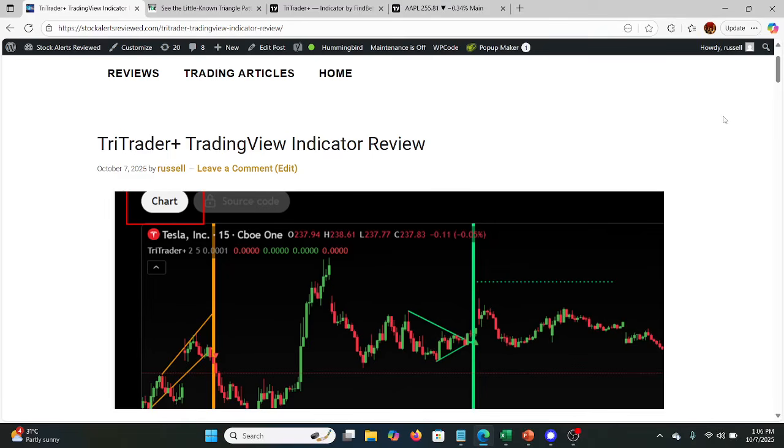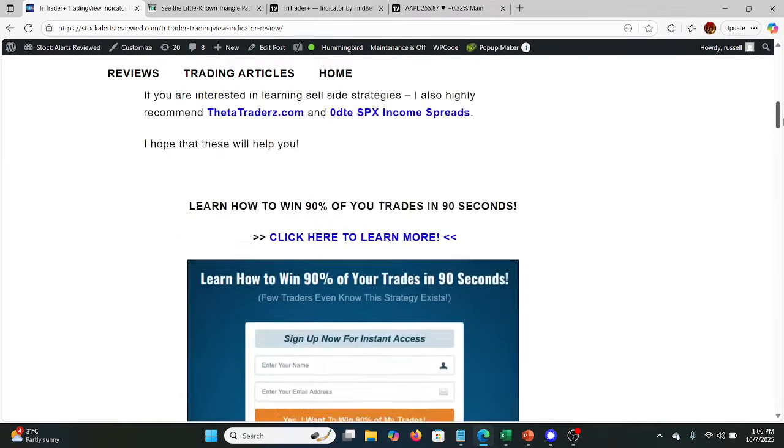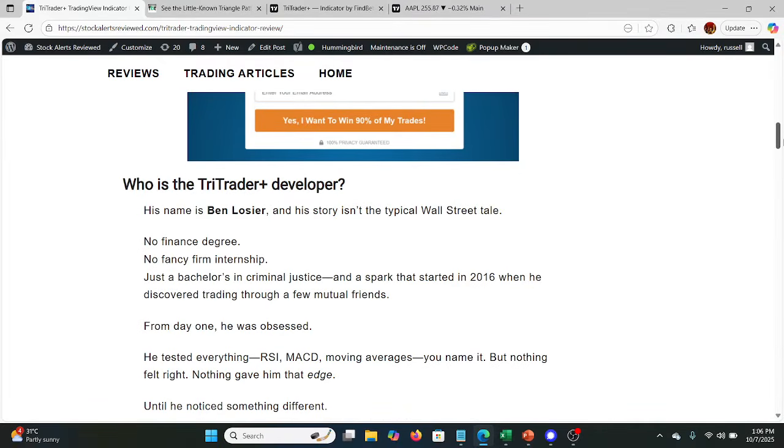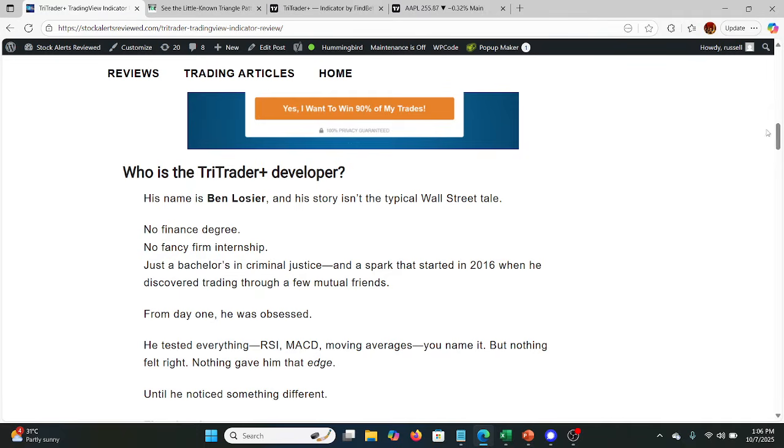So today I'm going to go through TriTrader Plus. It's a TradingView indicator that finds explosive triangle breakouts, and it's definitely a unique system out there compared to most of these other TradingView indicators. It's by the same guy, Ben Lozier, that does the OCP indicator. So if you've tried that one, which is also pretty good, it's a specific candle formation indicator.